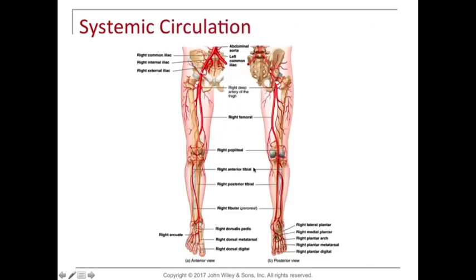Let's see if we can show you on the leg here. Common iliac is your internal and external iliac. So the external to the femoral, right behind the knee, it's the popliteal. And if we look at the popliteal on the right-hand side, which is the posterior view, popliteal is right behind the knee. And that's going to divide.